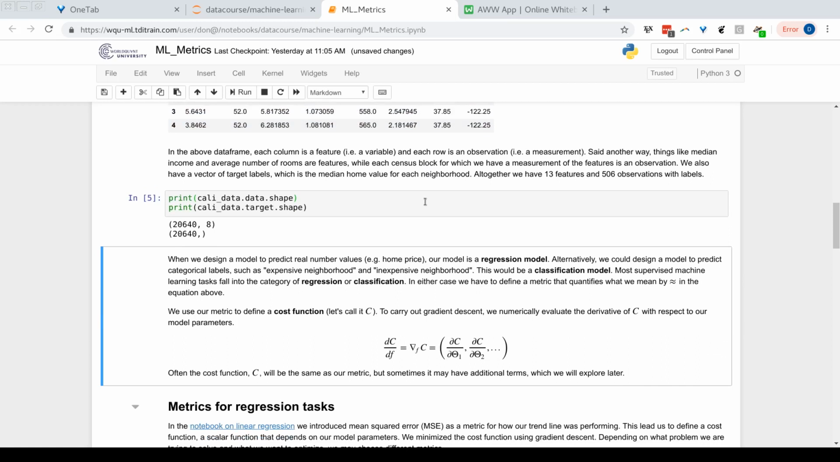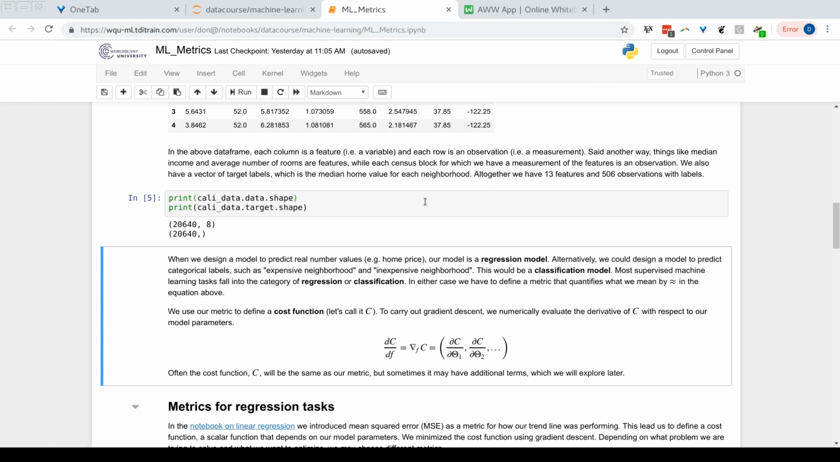Now there are 2 branches of supervised machine learning. There is regression and there is classification. Regression is all about trying to predict a continuous value. For example, here we're trying to predict a continuous value for the home price. For classification, we're trying to predict a class or a bucket for an observation. Think of image classification. We're not trying to predict a continuous value.